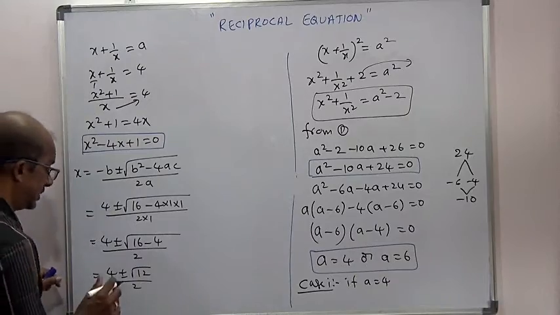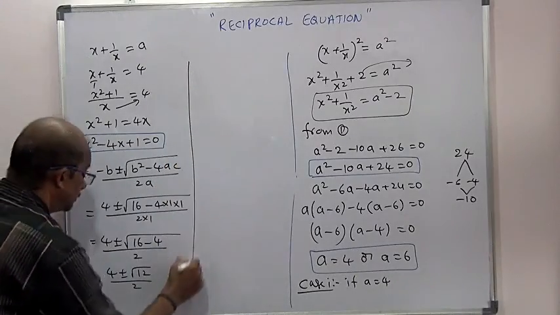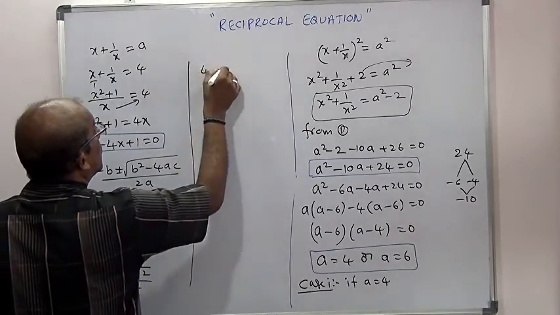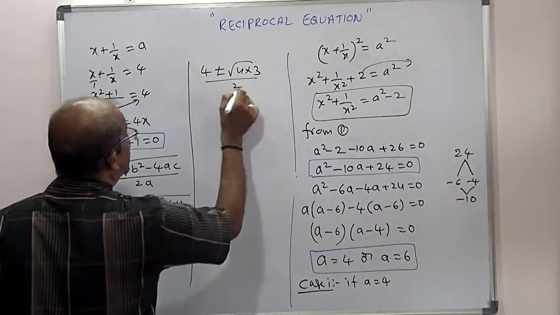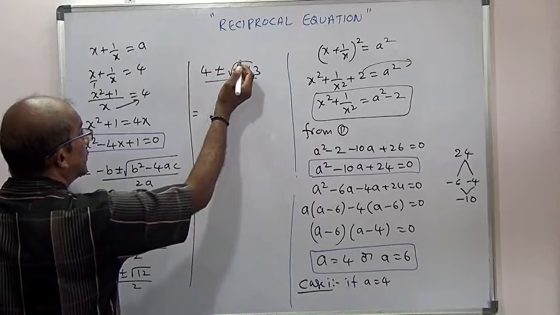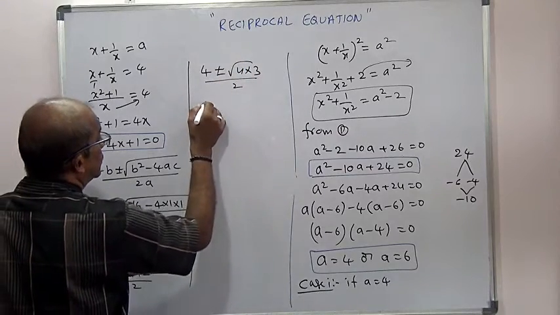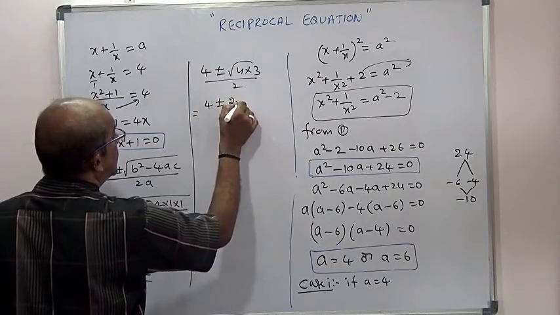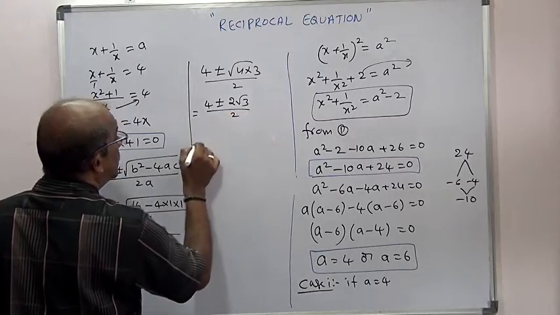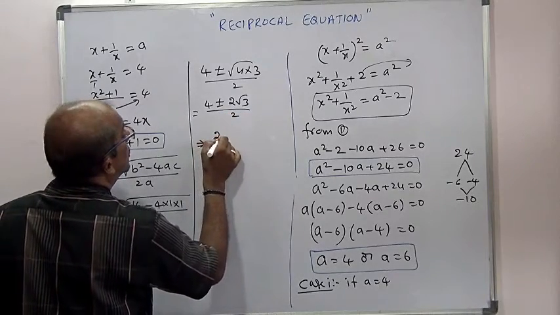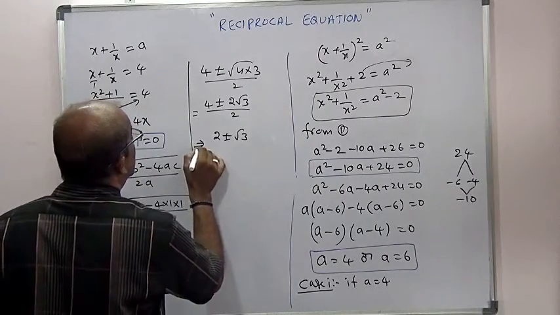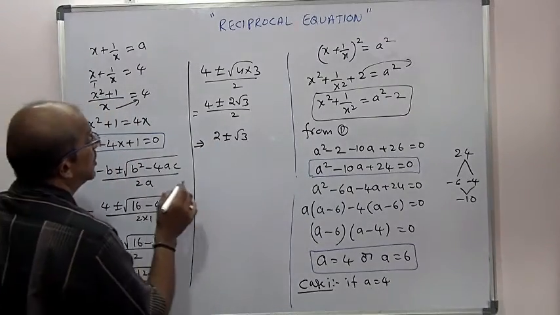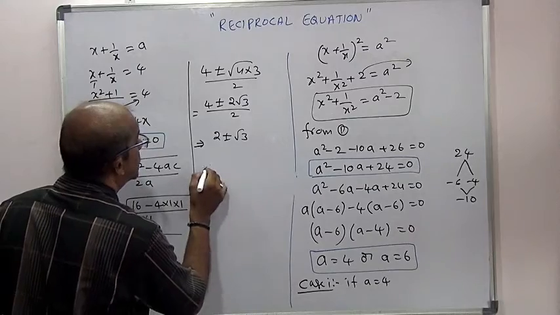So 12 can be written as 4 plus or minus root 4 into 3 by 2. So take root 4, which is 2. So 4 plus or minus 2 root 3 by 2. Take 2 common. So 2 plus or minus root 3 are the 2 roots.